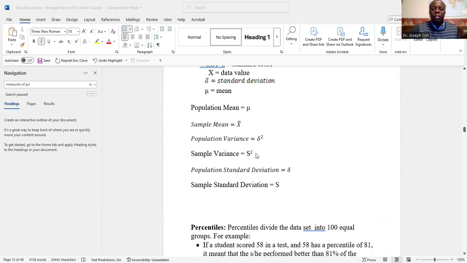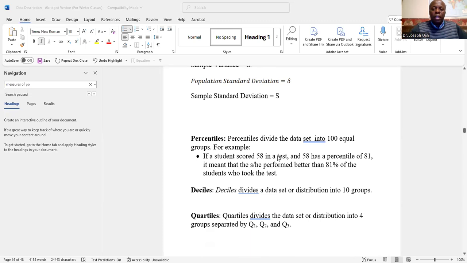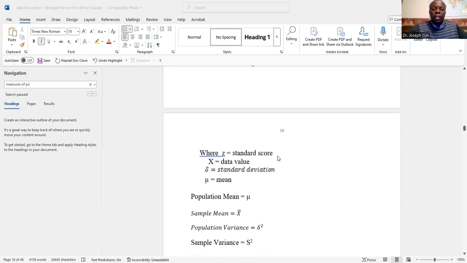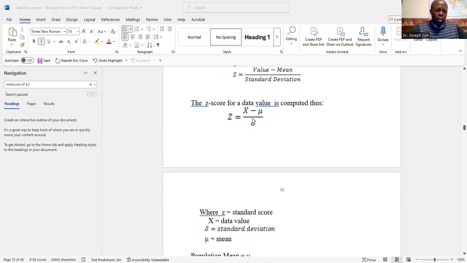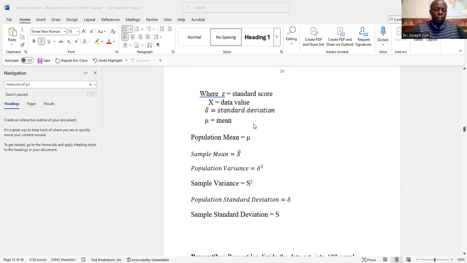Remember that in statistics, we use mu for the population mean, x bar for the sample mean, delta squared for population variance, S squared for sample variance, delta for population standard deviation, and S for sample standard deviation. So to calculate the standard score, we use x minus the mean divided by the standard deviation. We're going to do an example so you can see how it is calculated and interpreted.